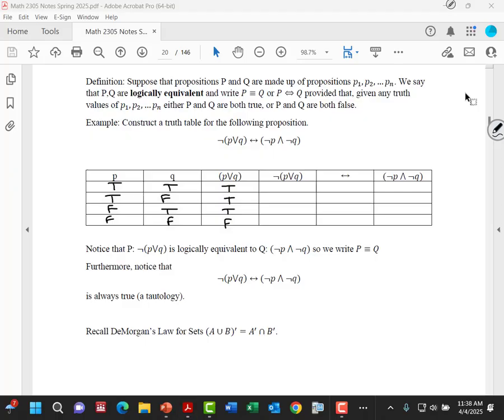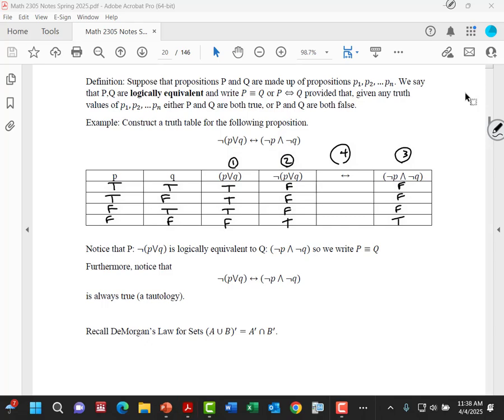If I negate P or Q, I'm going to take this previous column right here and negate all of them. So that would be false, false, false, and true. In essence, I did this one first, this one second, and I'm going to do this one third, and then we'll do the connector, the if and only if, last. So not P and not Q would be false, false, false, true.